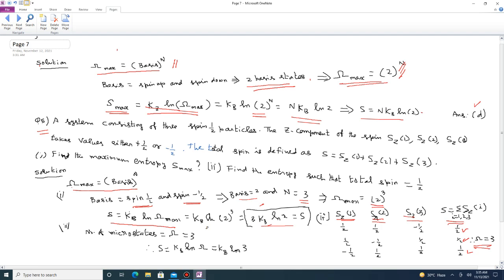So for this problem, the total number of microstates is 3. Therefore, the entropy is equal to Kb times logarithm of omega. Omega is given as 3. Therefore, once it is substituted, this value is equal to Kb, the Boltzmann constant, times logarithm of 3.